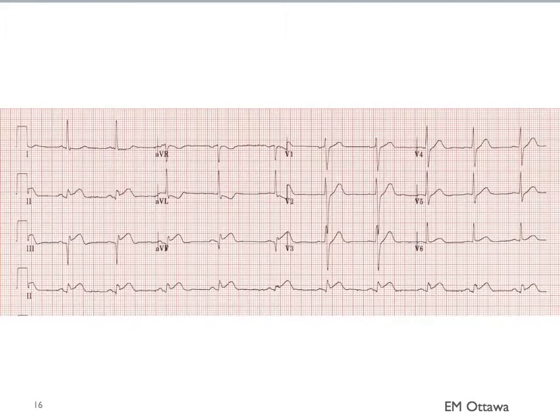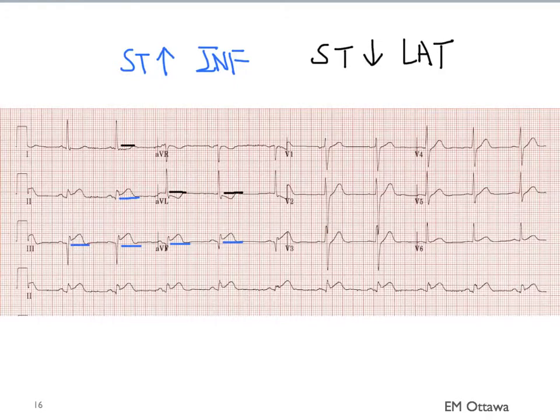Let's go through some examples. Here, I want you to pick out the ST elevation and the ST depression. Where are the ST elevations? They're in the inferior leads. They belong to the same territory. Do you see the ST depressions? Where are they? They're in I and aVL, and the depression in I is very subtle. That corresponds to the lateral leads. Therefore, this is an acute inferior ST elevation MI.